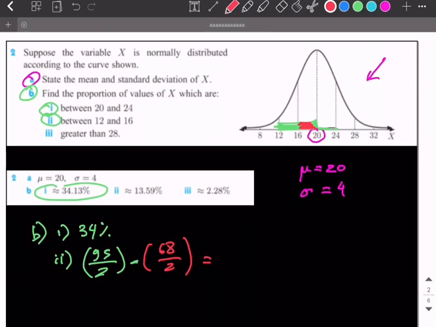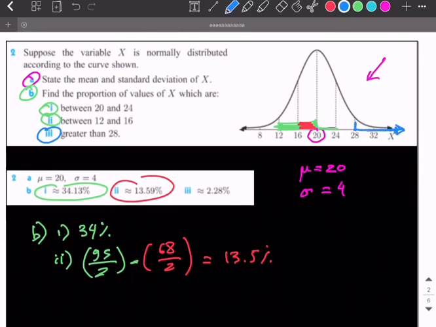So it's exactly like before, is 13.5%, or if you want to be exact, 13.59. That goes with this book. We will find even better ways later on when we use the calculator. And then greater than 28, so from here and above, greater than 28.